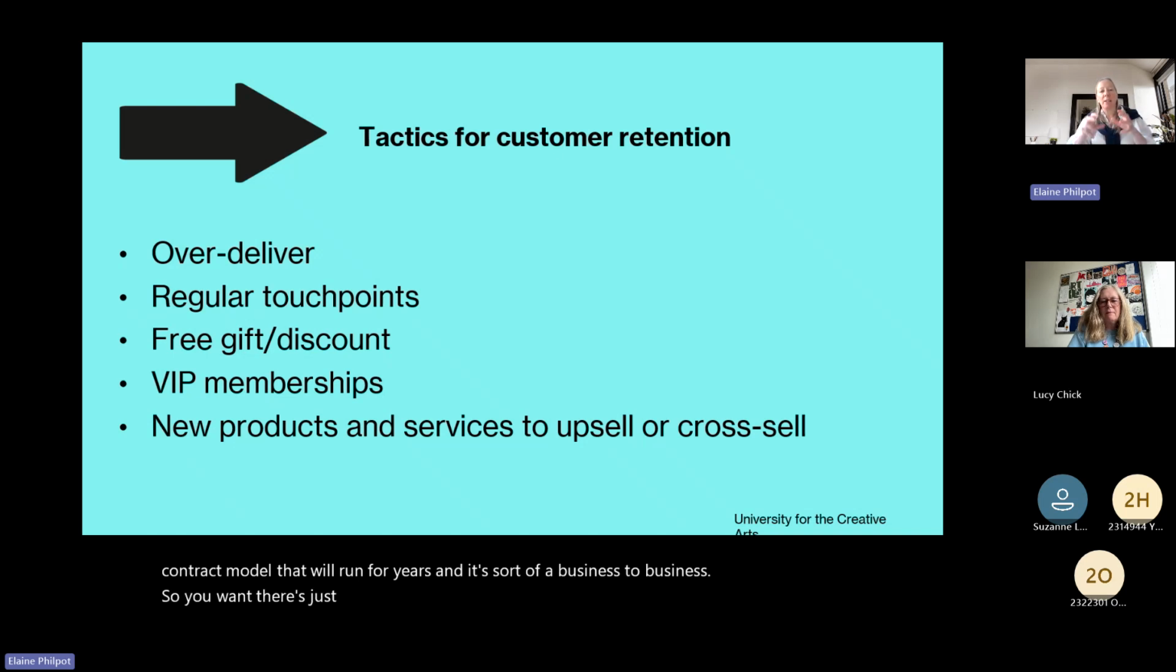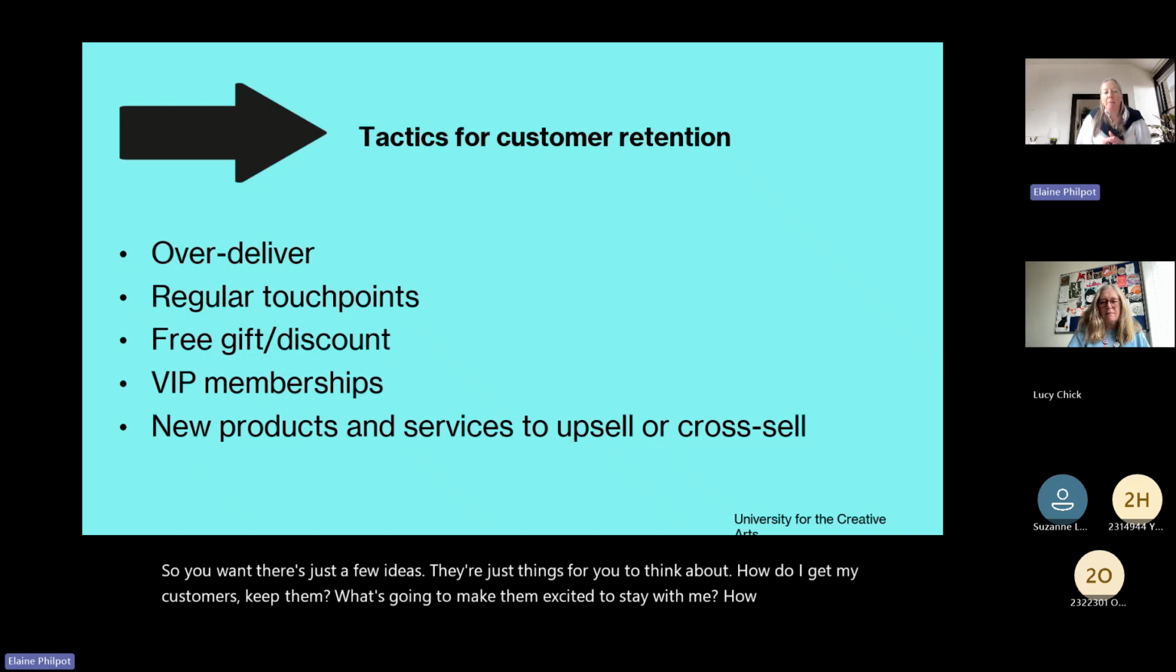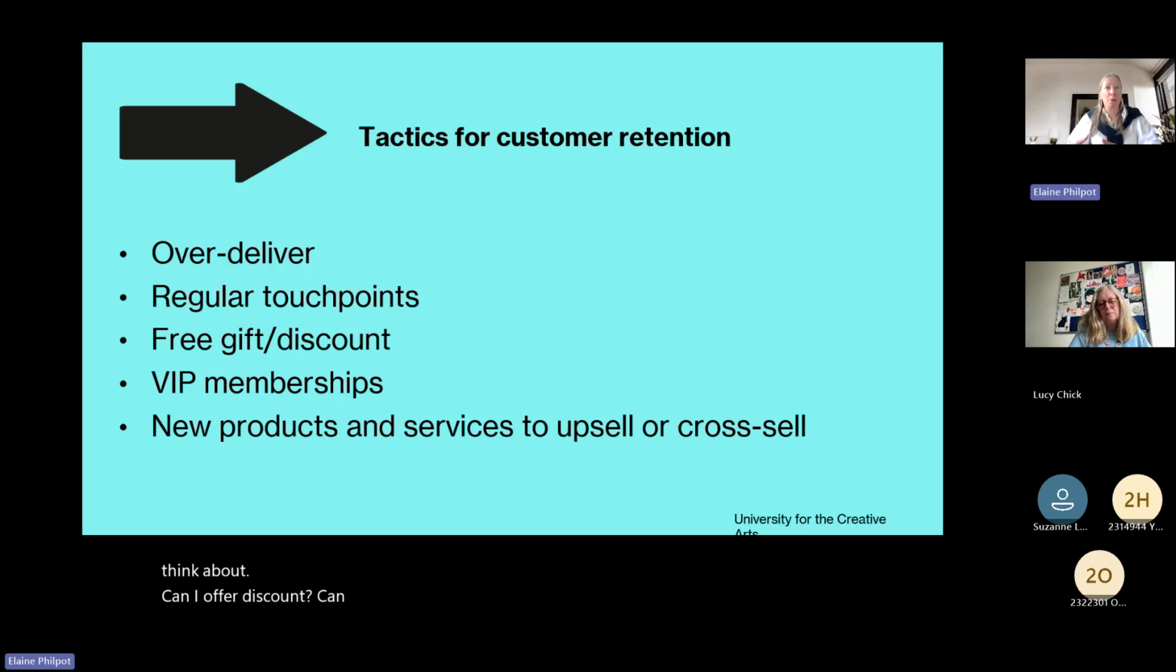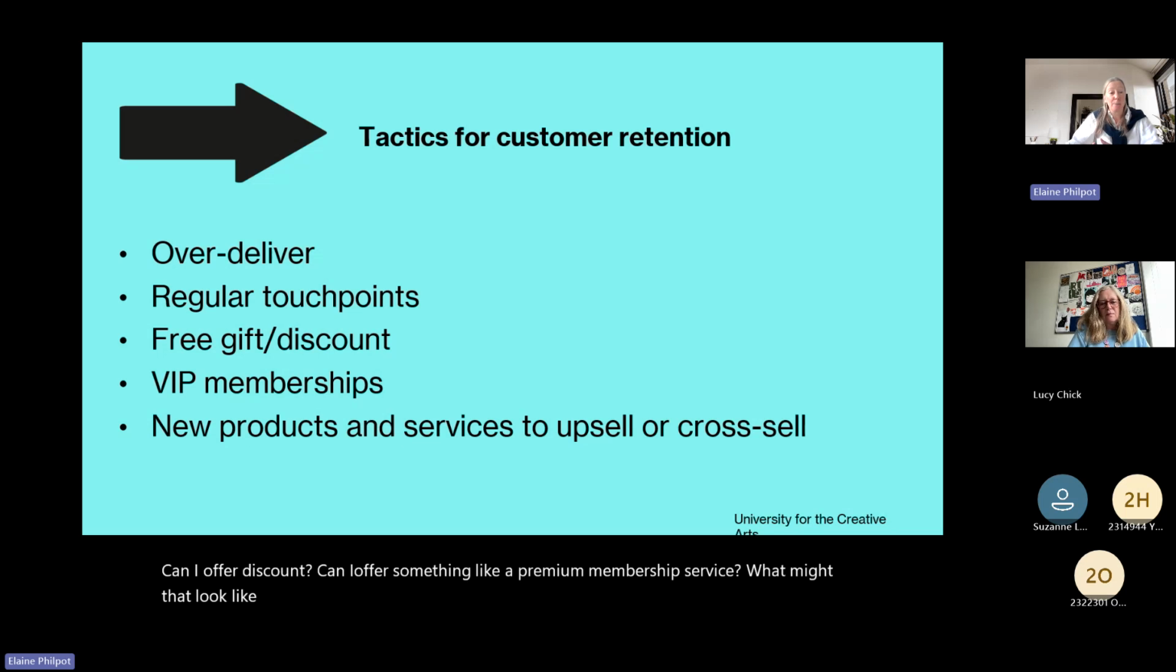They're just things for you to think about. How do I get my customers, keep them? What's going to make them excited to stay with me? How can I reward them? So tactics for customer retention would be things like over delivering. So you could think about, can I offer a discount? Can I offer something like a premium membership service? What might that look like for you? Even it could just be really excellent customer service. Regular touch points, might be a free gift, discount, VIP memberships, new products and services to upsell and cross-sell. So they're things to think about in terms of customer retention.